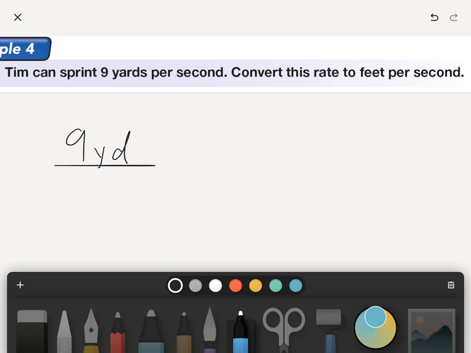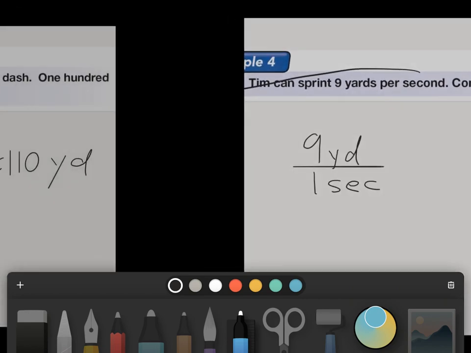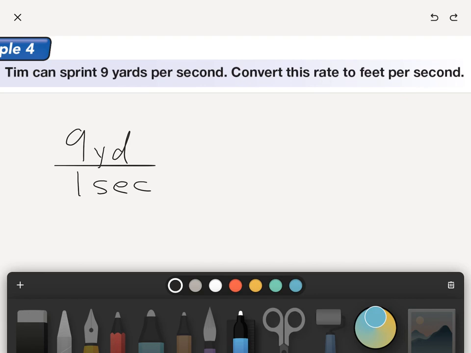you can go 9 yards every 1 second. That is, I know it's crazy, right? That is the rate that's laid out at the beginning here. Is he very tall? I don't know Tim personally. He's an imaginary person created by the Saxon math dudes.